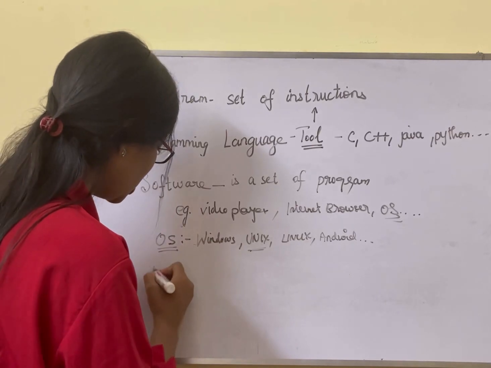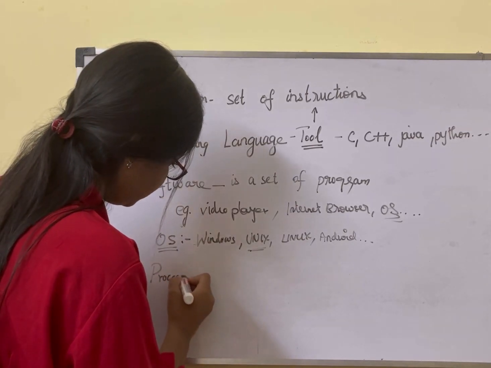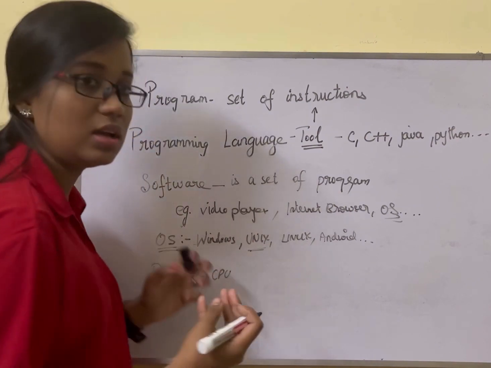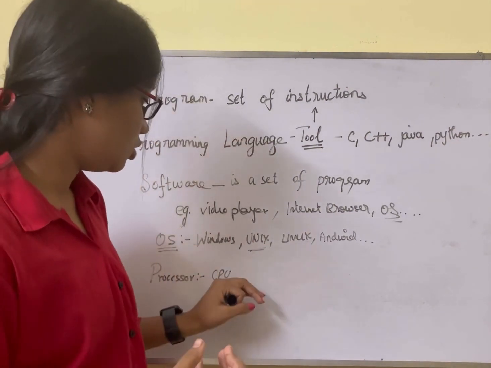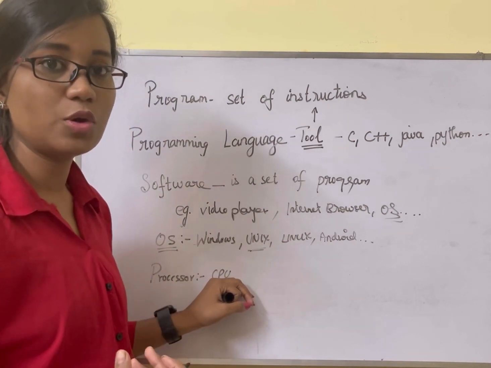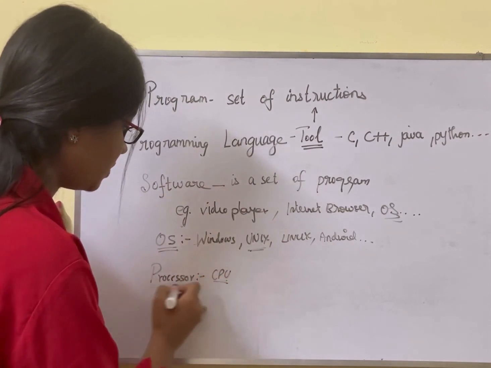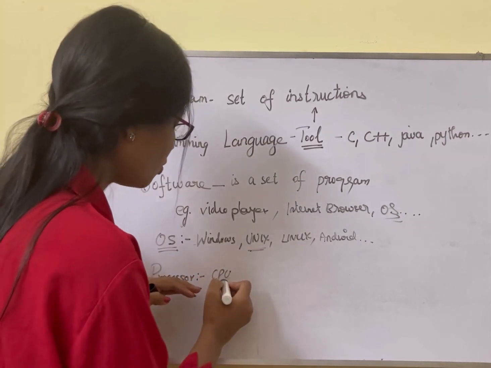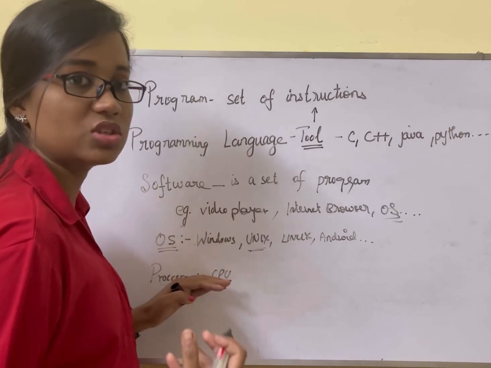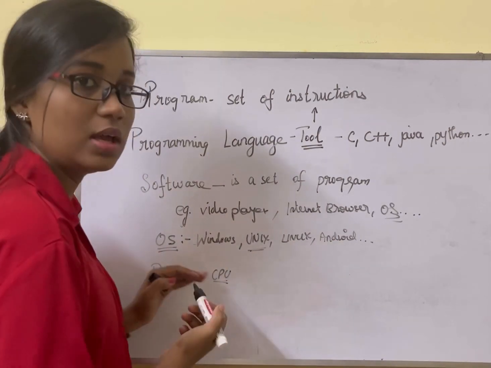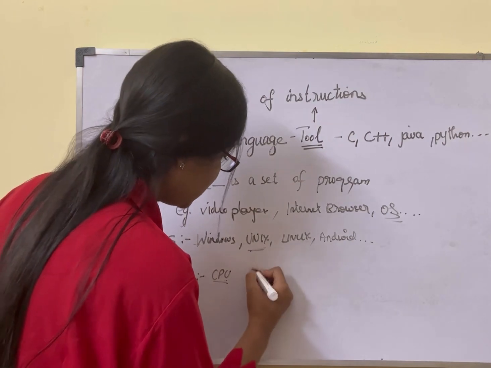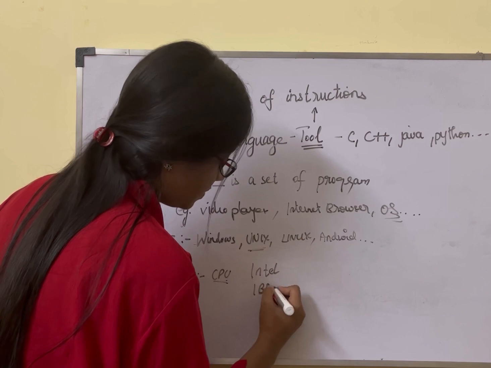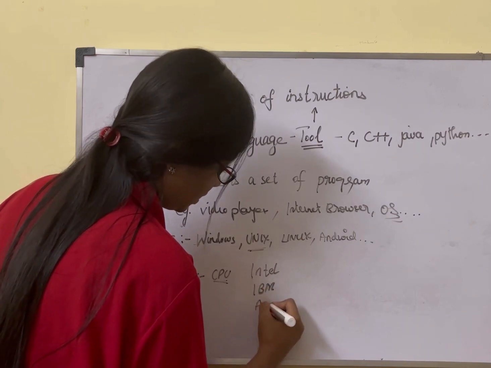Then let's see what is processor. Processor is a chip inside the CPU. As CPU is the heart of the computer, the CPU works by the processor. It is the collection of some transistors and wires, and whatever command we give, whatever instructions we give is processed by the processor. Some of the examples are Intel, IBM processor, AMD processor.